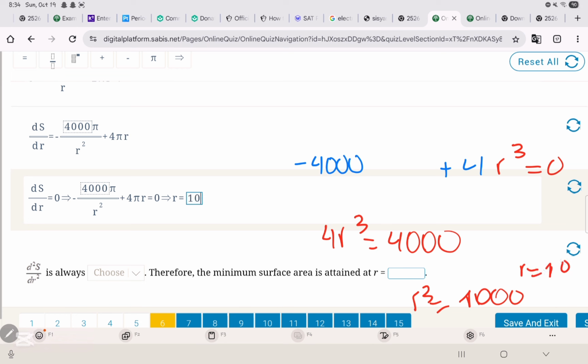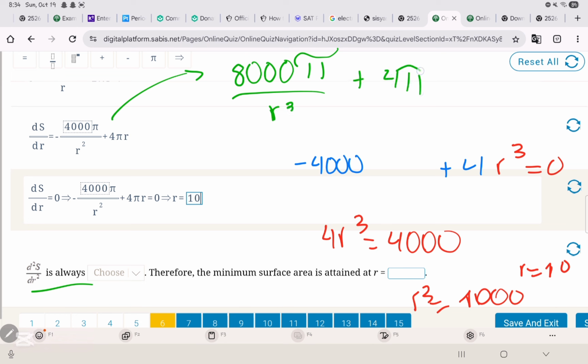Now, they said the second derivative is always what? So let's take the second derivative from this. After doing it, you're going to get 8000 pi over r cubed plus 4 pi, right? Now, what do we do in this scenario? When we're solving, we remove the pi because it's going to be complicated. Now, what do we multiply by? We'll multiply by r cubed, because we don't like to see it in the denominator. So now we're going to be left with 8000 plus 4r cubed. What do they mean by the second derivative is always what? What do we do in this scenario?